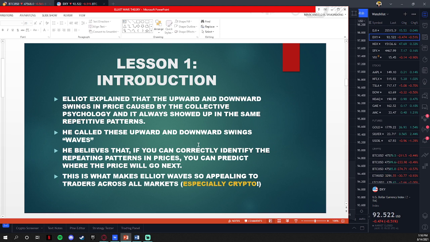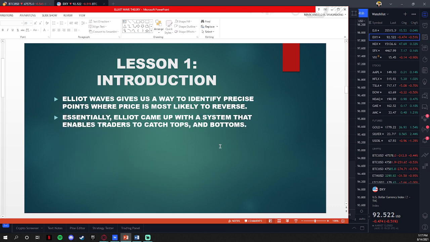This is what makes Elliott waves so appealing to traders across all markets, especially crypto, the stock market, or commodities. Elliott waves are widely used. Basically, every market that has a chart, Elliott waves can be used. Elliott waves give us a way to identify precise points where price is most likely to reverse. Essentially, Elliott came up with a system that enables traders to catch tops and bottoms.